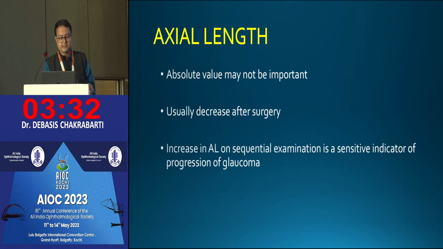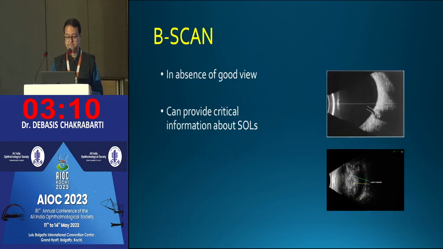Regarding the axial length, the absolute value may not be that important, but we should remember that the axial length usually decreases after surgery, and even after surgery, we should follow up these children. If we find that at any point of time the axial length is increasing after surgery on sequential examination, then it can be a sensitive indicator of progression of glaucoma.